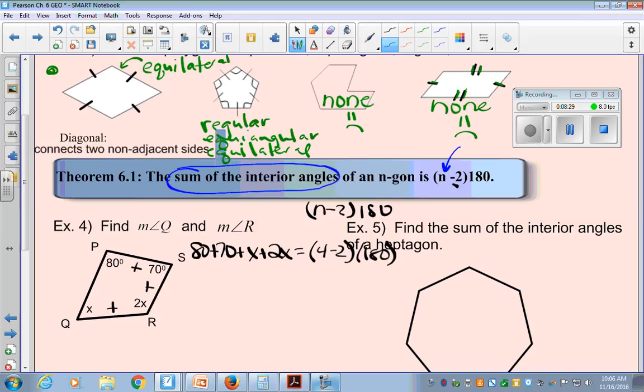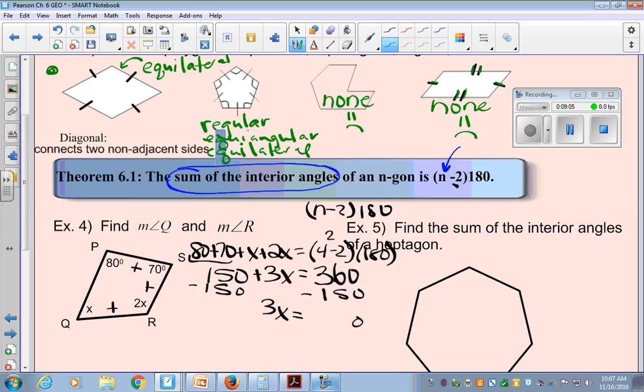So let's combine like terms. Let's get this easy to solve. 80 plus 70 is 150. X plus 2x is 3x. 4 minus 2 is 2, and 2 times 180 is 360, and that's for all quadrilaterals. The angles inside of every quadrilateral are going to add up to be 360, and I remember that because it's double the triangle.